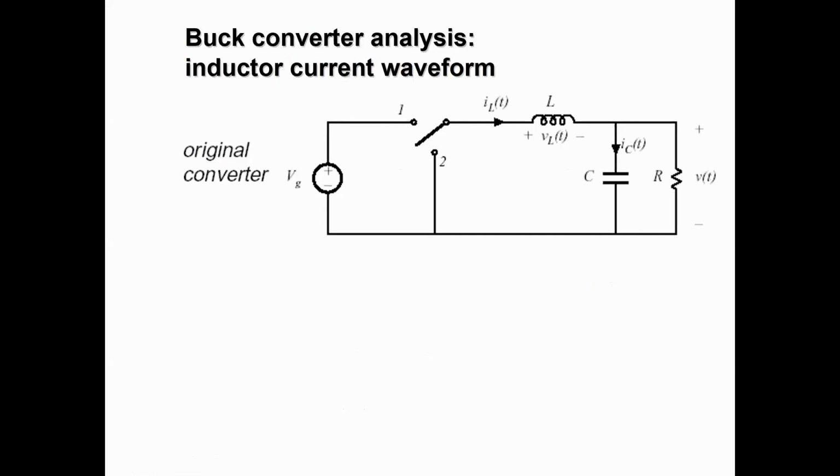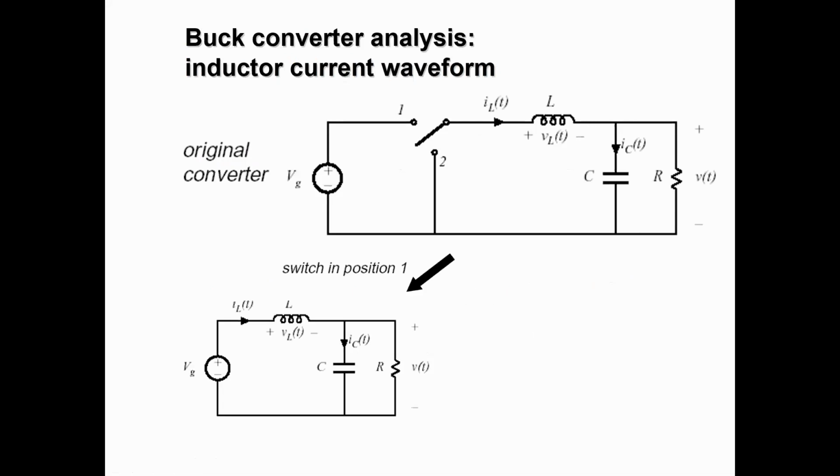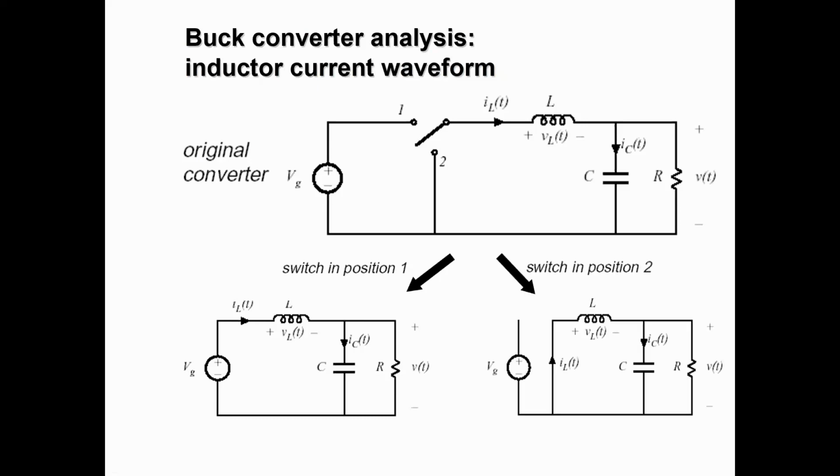Now, what is the analysis? How are the switches connected? What are their voltages? What are the inductor voltages? What is the capacitor current? First of all, the switch position 1. When the switch is connected at position 1, the inductor is connected to the source voltage and the capacitor current flows, so this type of circuit is formed. And when the switch is connected at position 2, the source voltage is disconnected from the load side, so this type of circuit is formed.